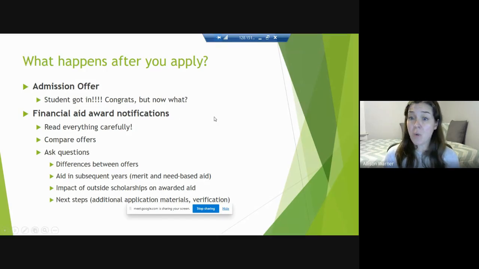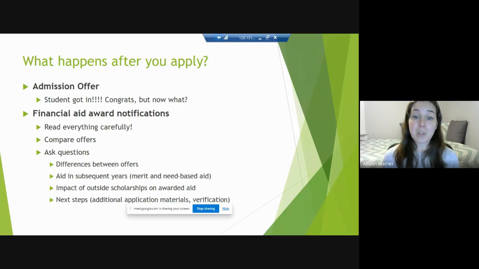Another thing you'd want to ask questions about is if your student has a lot of outside scholarships that they're bringing in with them, you'd want to ensure what that impact would look like. Some colleges may adjust their original financial aid offer if they know that you're bringing in outside scholarships.